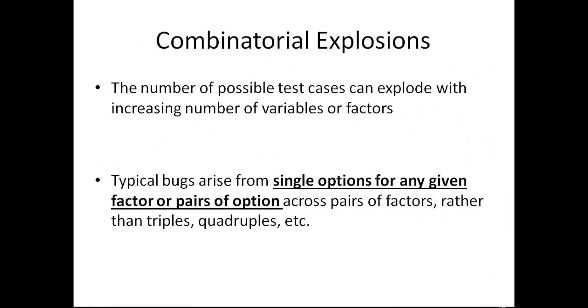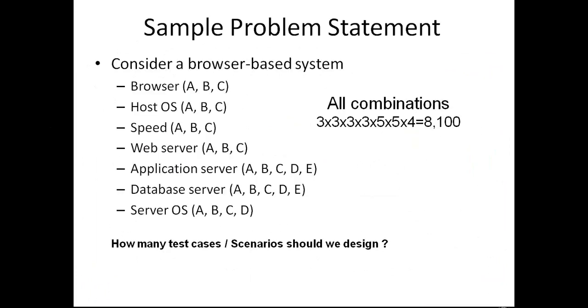Because of the problem we're talking about, when we have different combinations to test, the combinations may explode, and the number of possible test cases can be huge with more factors or variables. What is a variable? If you look at this diagram, browser is a variable, and different host OS is a variable. So here we had how many variables? 1, 2, 3, 4, 5, 6, 7 different variables. And a combination of that led us to around 8,100 odd scenarios or combinations.